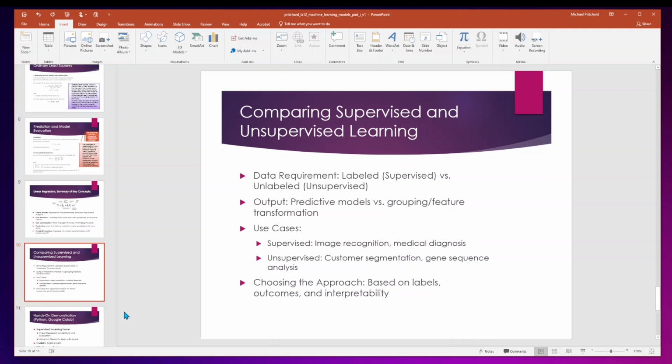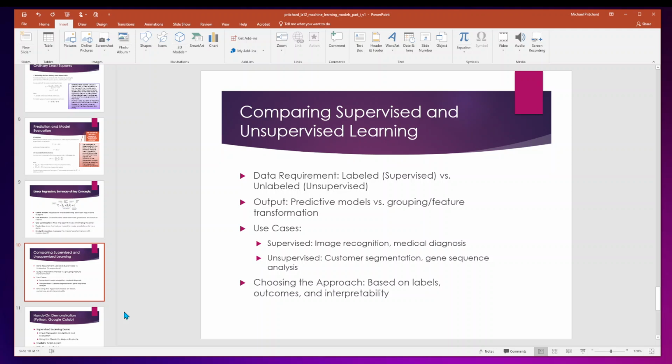The data requirement for supervised is labeled data. Unsupervised is unlabeled data. So there's no pre-training that goes into unsupervised, and there is training data that goes into supervised. Another piece is that the output for a supervised model is prediction, whereas in unsupervised we're doing clustering, right? We are doing grouping and feature transformation, as they call it, and that's fine too. But what we're doing is clustering.